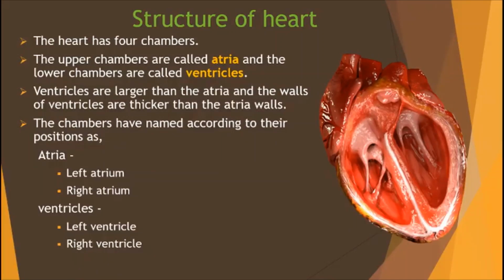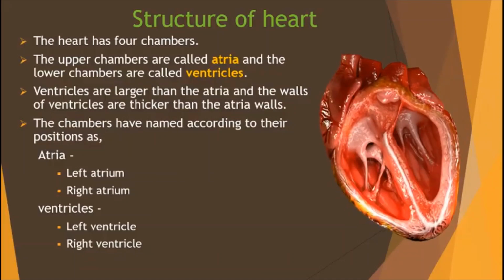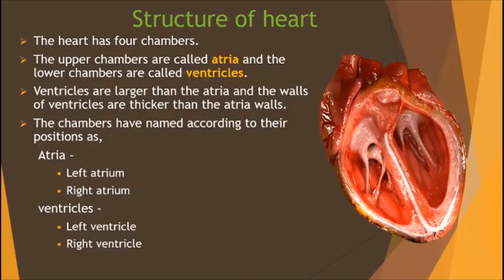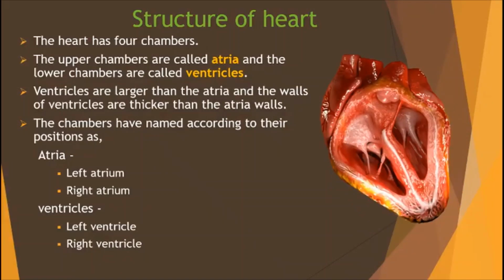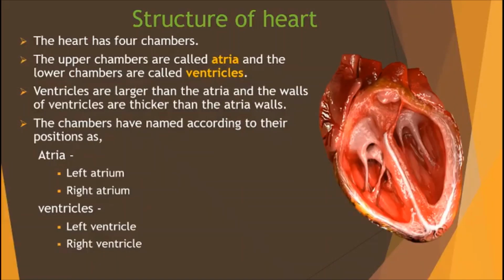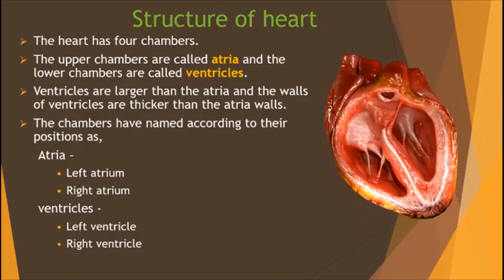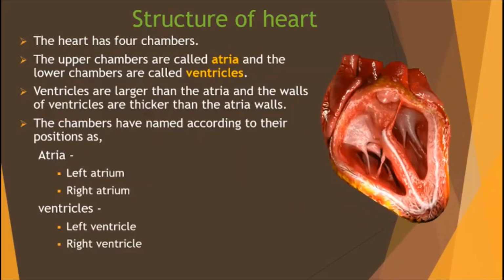When we consider the structure of the heart, it has 4 chambers. The upper chambers are called atria and the lower chambers are called ventricles. Ventricles are larger than the atria and the walls of the ventricles are thicker than the atria walls. The chambers are named according to their positions as left atrium, right atrium, left ventricle and right ventricle.